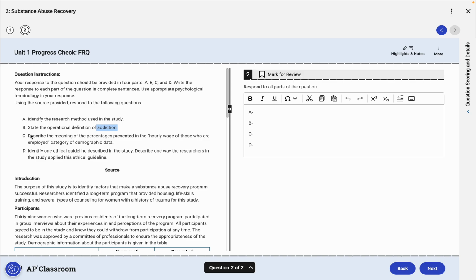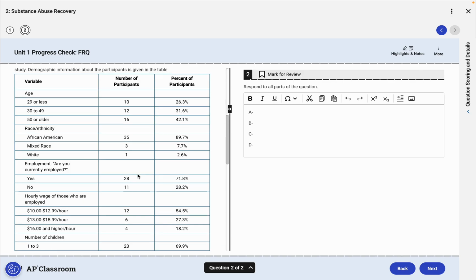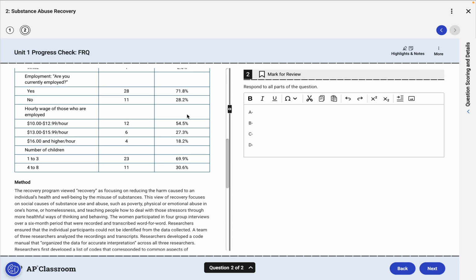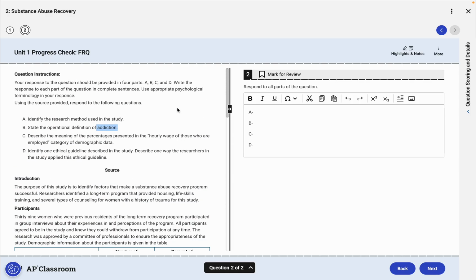Let's take a look. C, describe the meaning of the percentages. They just want to know, do you know what this means? Can you read this graph? And then D, it's quite the fun one. How is this ethical? How did they follow ethical guidelines for this to be a legitimate source of psychological research? Because you have to follow ethical guidelines.